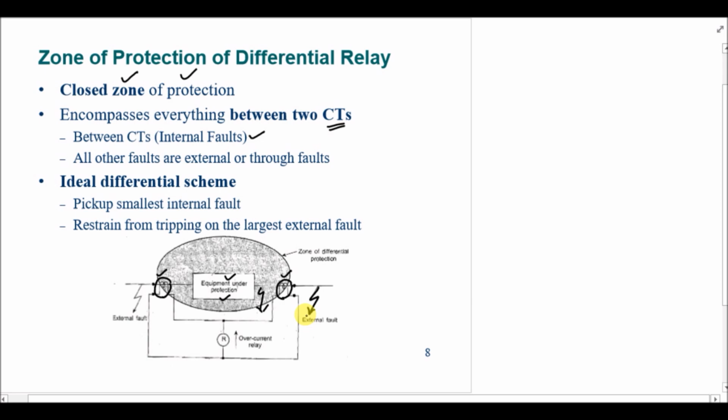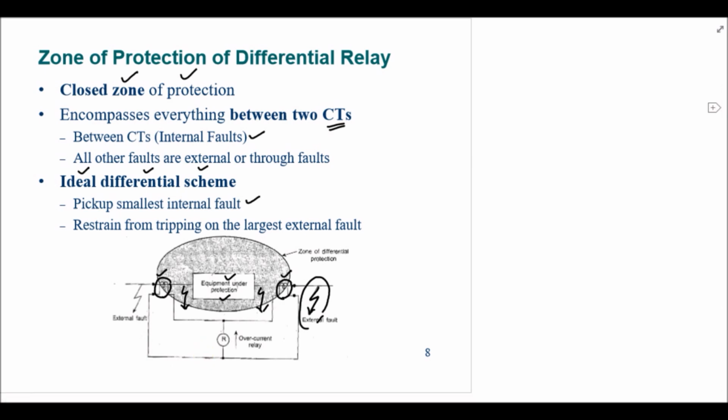Now, all the discussion that we had in the last lecture was specifically directed towards ideal CTs. So the discussion about the differential scheme was about an ideal differential scheme that can pick the smallest of the internal faults, so if we have a fault in this zone, it can be picked by the protection scheme, and will not work for the largest of the external faults, because in that case the current passing through the relay will be equal to 0.